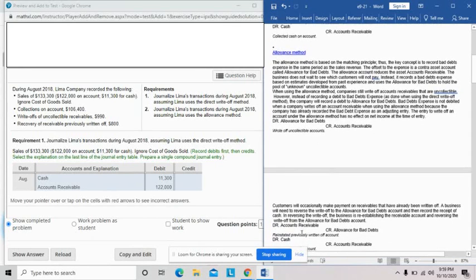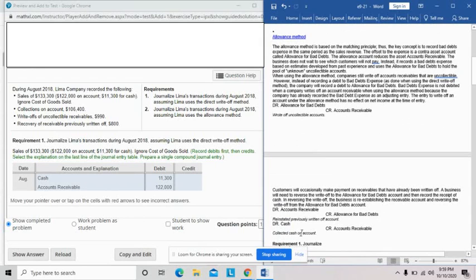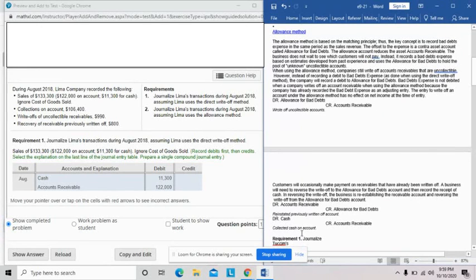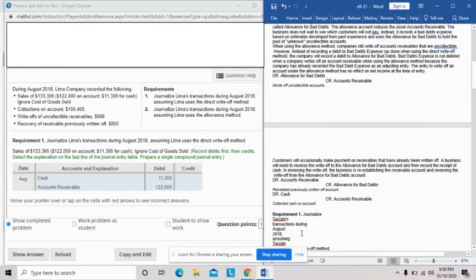Customers will occasionally make payment on receivables that have already been written off. A business will need to reverse the write-off to the allowance for bad debts account and record the receipt of cash. In reversing the write-off, the business is reestablishing the receivable account and reversing the write-off from the allowance for bad debts account. To do this, it would be a debit in accounts receivable and a credit in allowance for bad debts, which reinstates the previously written off account. Then there will be a debit in cash and a credit in accounts receivable, which will be the entry of collecting cash on account. So if we look at the problem, right?